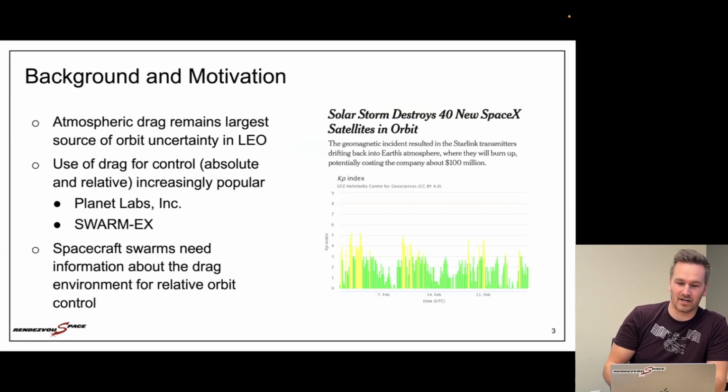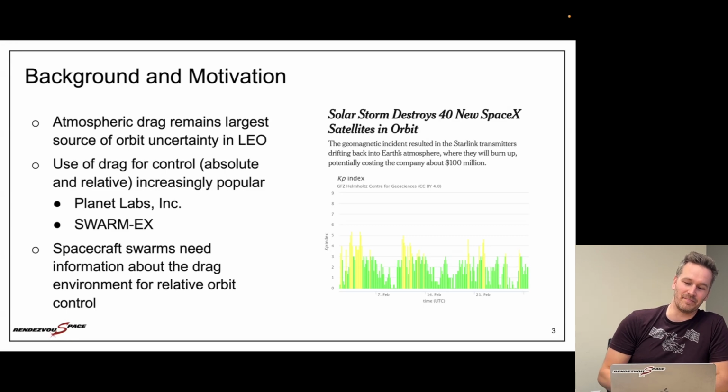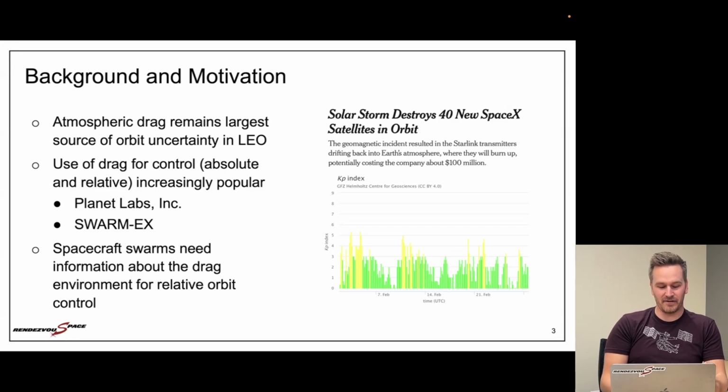Okay, so what am I talking about? Atmospheric drag is the largest source of orbit uncertainty in LEO. This is a trope in papers in this field that the first sentence of these papers is always some variation of this. And that's a problem, especially now, because the use of differential atmospheric drag or even absolute atmospheric drag for control is becoming increasingly popular.